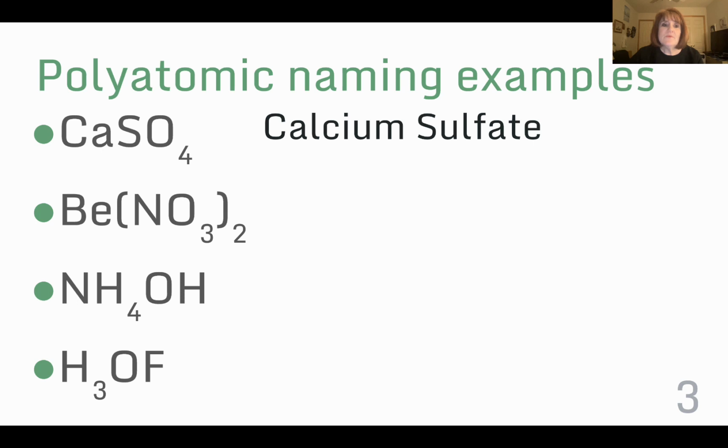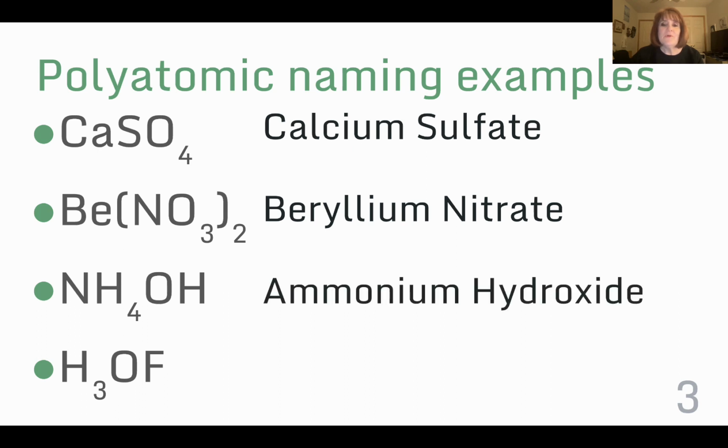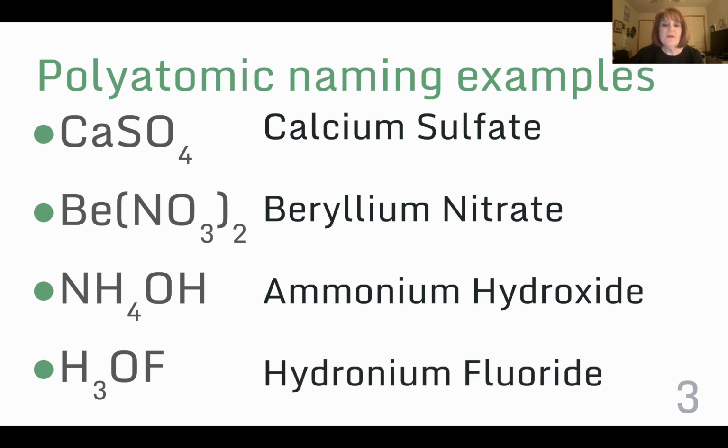In the second example, you have Be(NO3)2, and you have parentheses, and so you automatically know where your polyatomic is. So this is beryllium nitrate. The third example has two polyatomics together because it's got four capital letters. So this is NH4OH, which is ammonium hydroxide. And H3OF, your polyatomic is the H3O, which is hydronium fluoride.